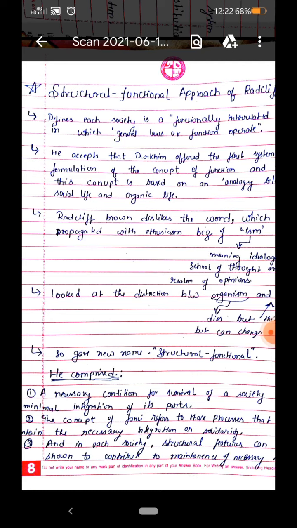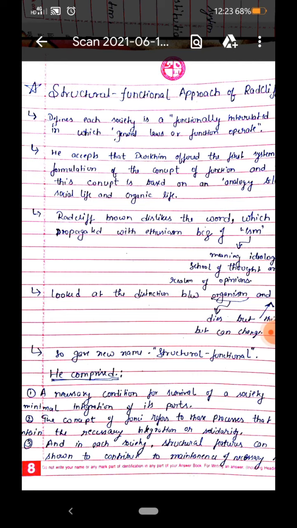Okay, for Durkheim the central concept was solidarity, while for Radcliffe Brown it is the structural continuity of a society. Means for Durkheim the concept of solidarity was central, but Radcliffe Brown said that for him it is the structural continuity of a society. Means for the continuity of a society, the structure of society, solidarity is a must condition.